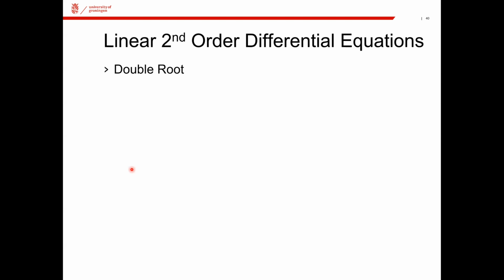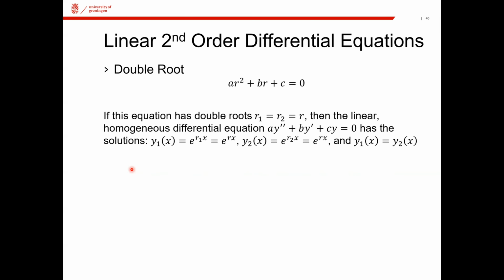And the third case is the double root. So if the equation has double roots, r1 equals r2 equals r, then the linear homogeneous differential equation has the solution y1(x) equals e to the power of rx, and y2(x) equals e to the power of rx, and y1 equals y2.